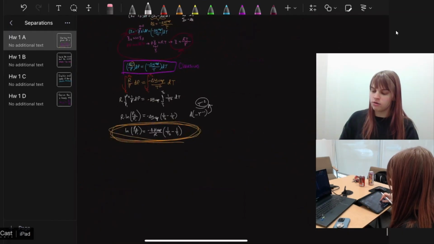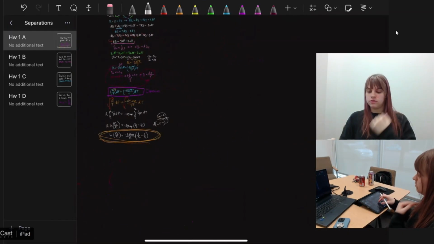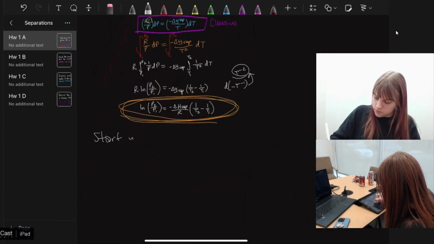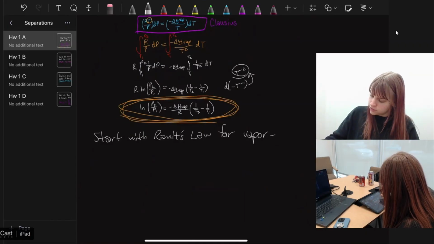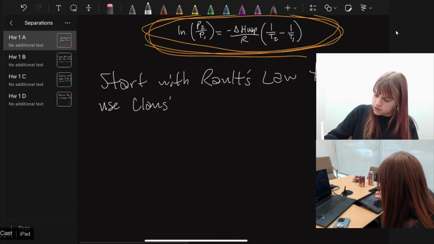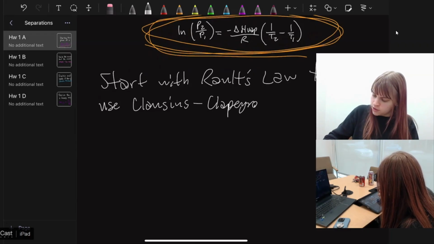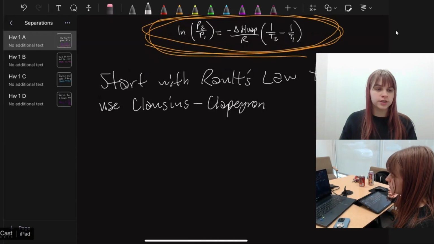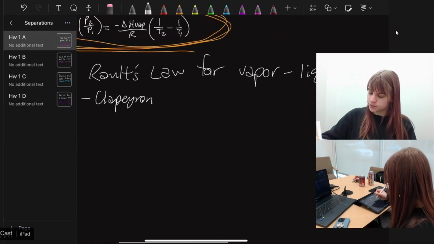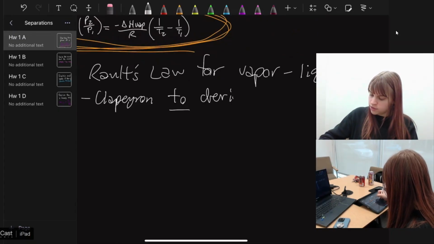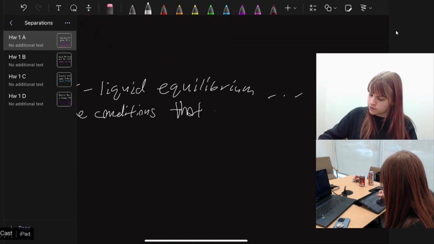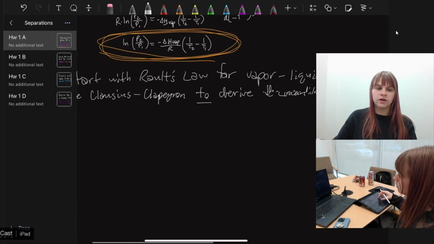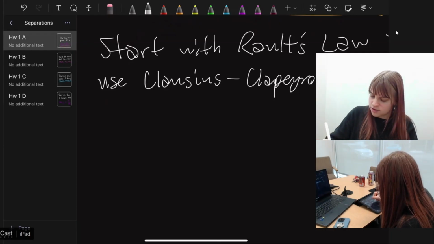And so what we want to do now is we want to start with Raoult's law for vapor-liquid equilibrium and use the Clausius-Clapeyron equation that we derived above, circled in orange, in order to derive the conditions that are needed in order for the relative volatility to be constant.